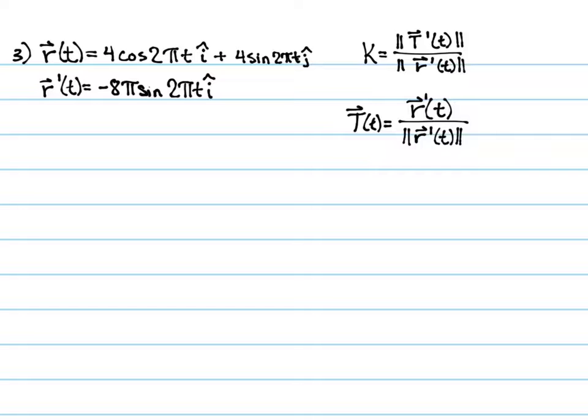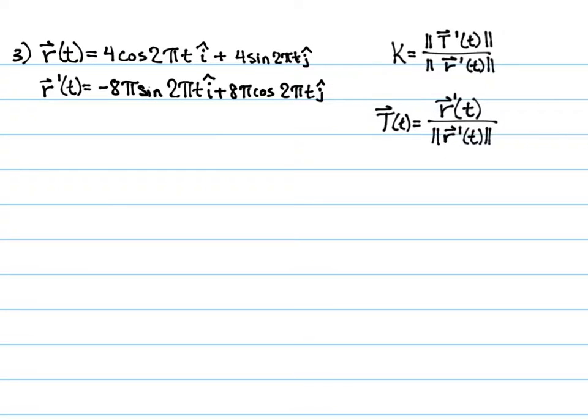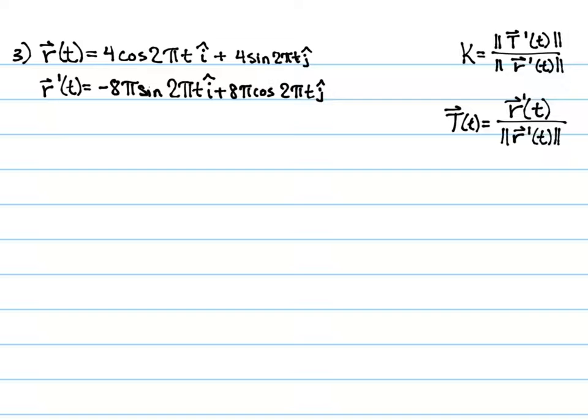Okay. Does that look good? Great. How about the second piece? Plus 8 pi cosine 2 pi t j. Okay, does that look good to everybody? I mean, not maybe good, but does it look correct? Okay, that's fair. I'm going to move this over. It's too close. All right, and then what else do we need to do?